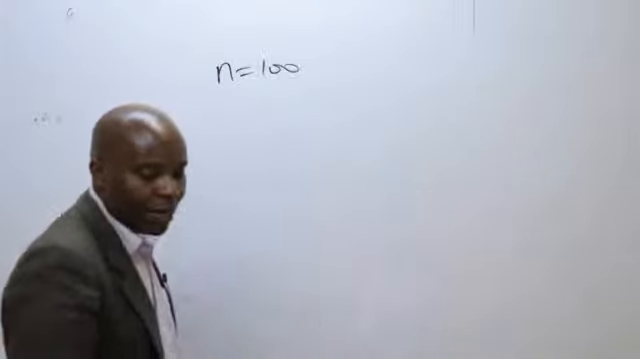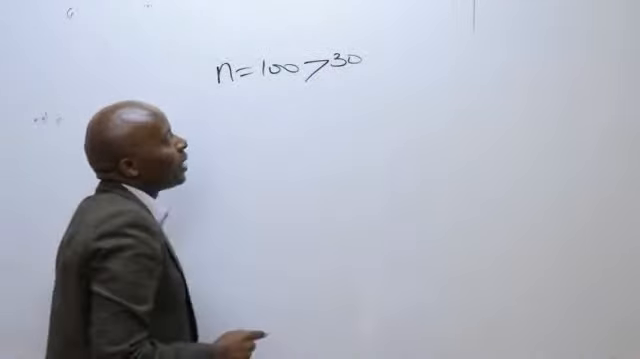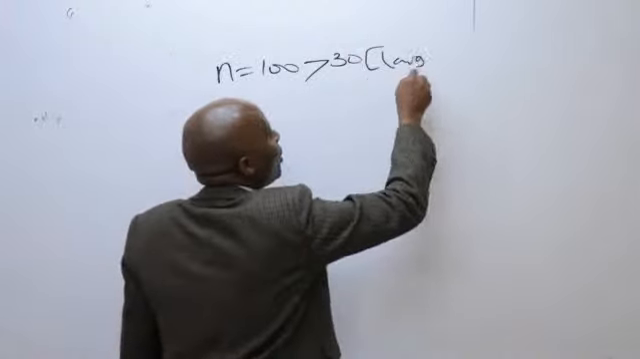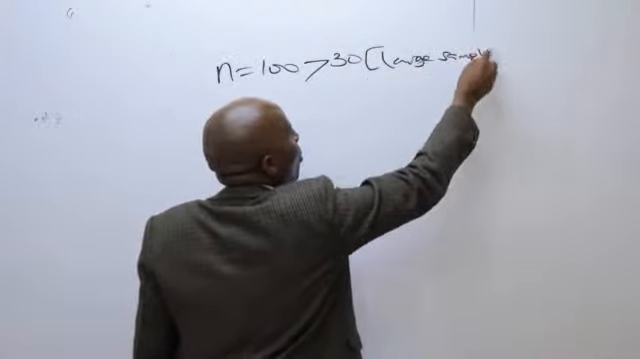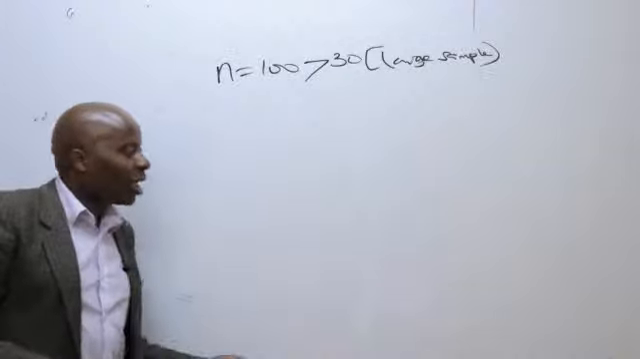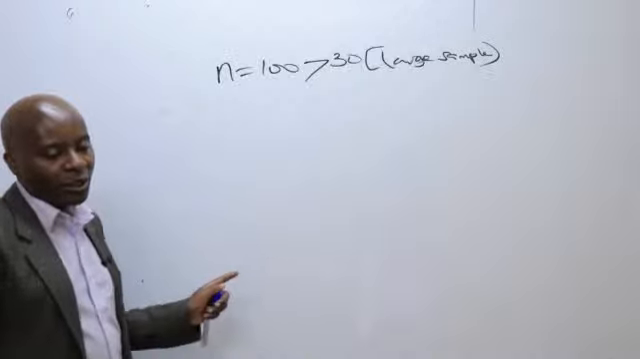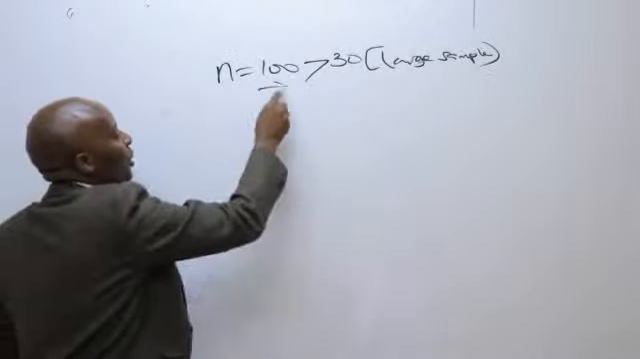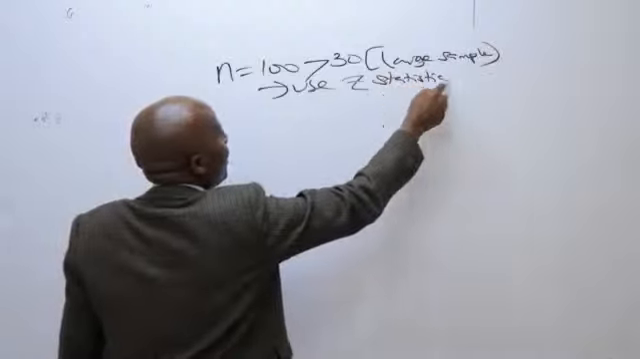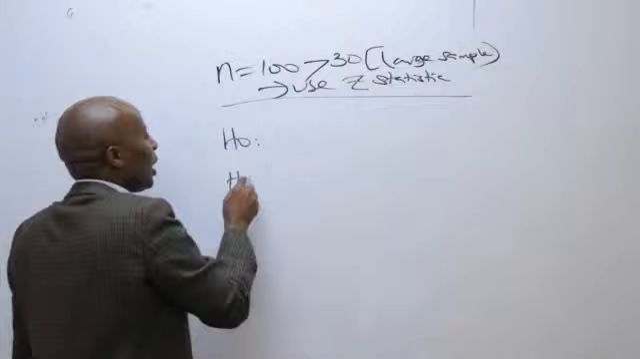If n is 100, we know our benchmark is 30. So it means that this is more than 30, meaning that, again, we are dealing with a large sample. And if that is the case, large sample, I know that calls for a Z statistic. So here, use the Z statistic and leave it at there, and then come and say H0, come and say H1.